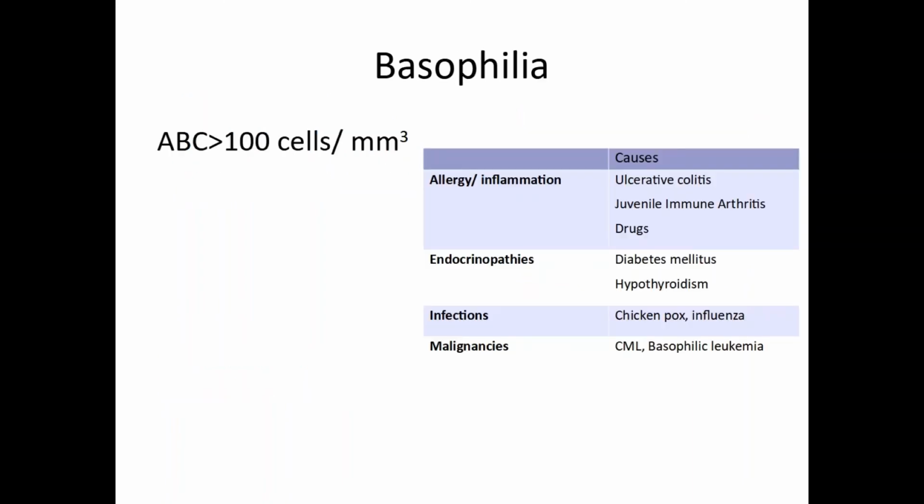Causes for basophilia include ulcerative colitis, juvenile idiopathic arthritis, previously called juvenile rheumatoid arthritis, then certain drugs, then endocrine disorders such as diabetes mellitus, myxedema, which is hypothyroidism, infections such as chickenpox and influenza, and malignancies such as CML and basophilic leukemia.